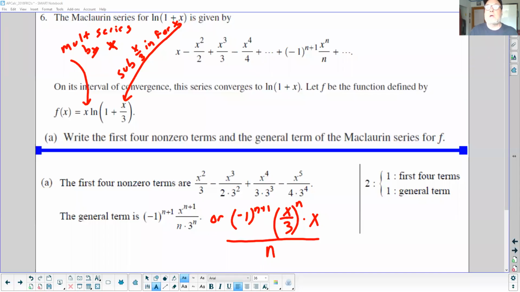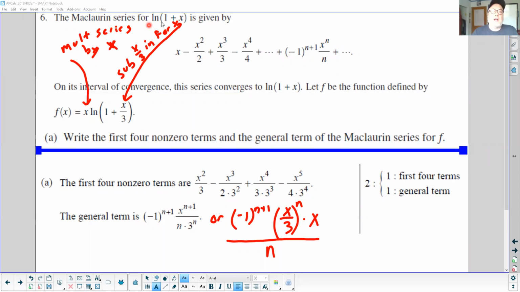Hello, everybody. I'm going to be going through 2018 FRQ number 6 on this Maclaurin series that they give. Parts of this problem are going to be tested this year. So let's look at it and talk about it.